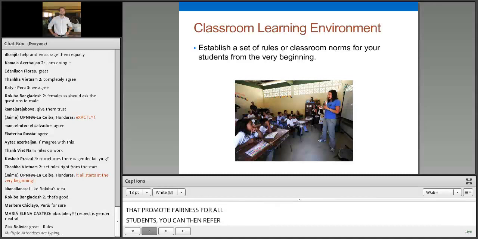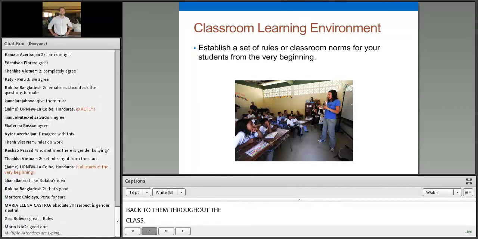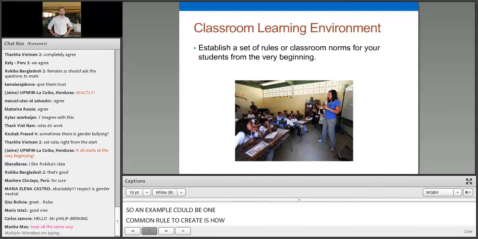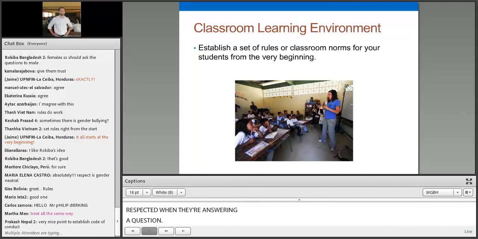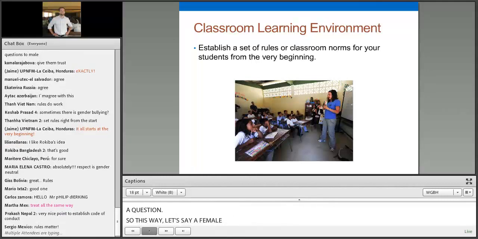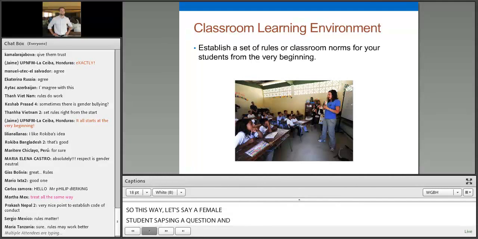You don't necessarily need to make specific rules about gender equality, but if you create rules that promote fairness for all students, you can then refer back to them throughout the class. An example could be one common rule: students should be respected when they're answering a question. So if, let's say, a female student is answering a question and she gets interrupted, then you as a teacher can address the class and say, "Excuse me, is this following the rules that we created together?"